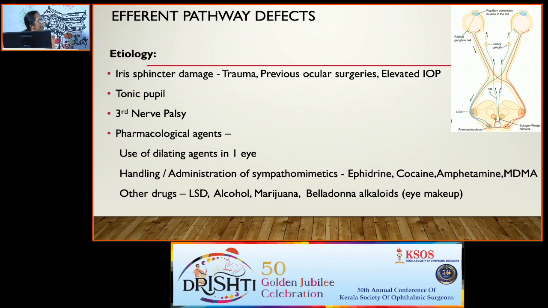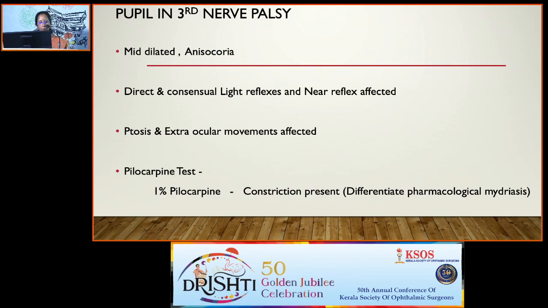It can be in the short ciliary nerves, ciliary ganglion, or oculomotor nerve. Use of pharmacological agents can also mimic a dilated pupil. In a third nerve palsy, the pupil will be mid-dilated and there will be anisocoria. Direct, consensual, and light reflex and the near reflexes will be affected.